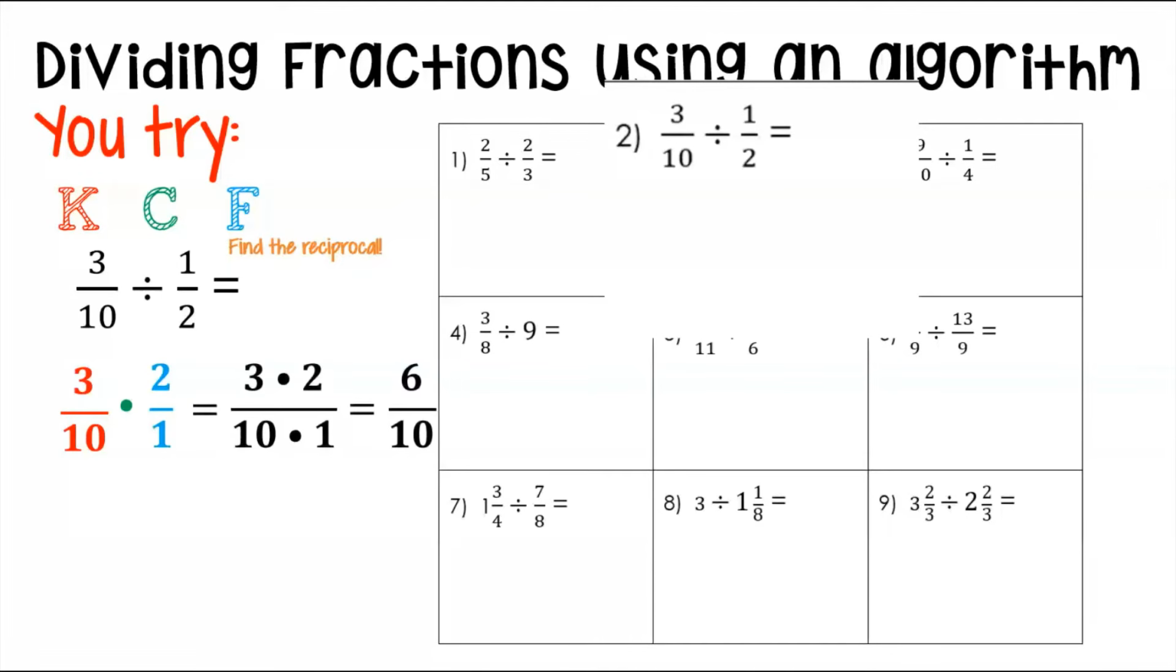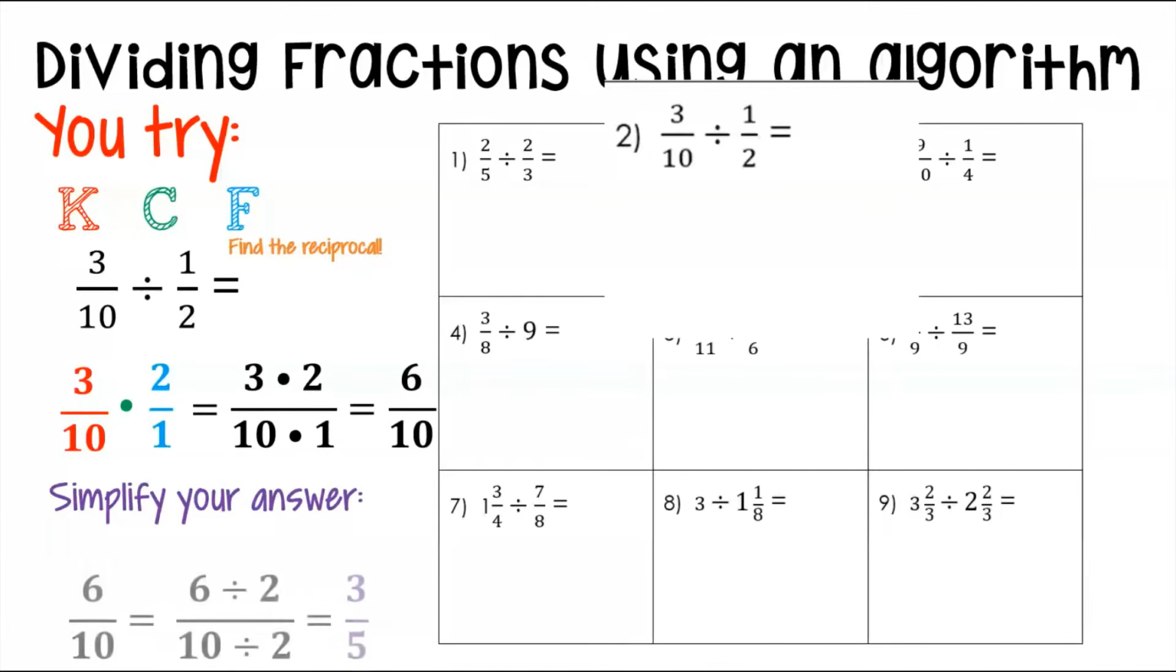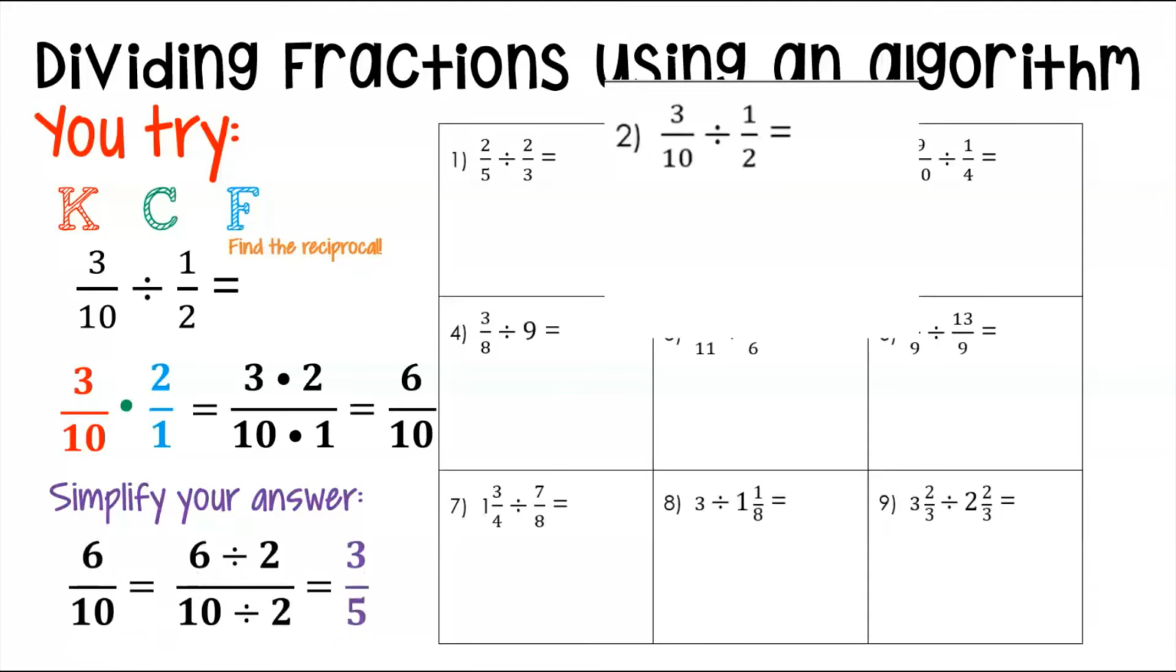Just so happens the same answer as the first problem. Remember to simplify your answer. So here we're going to take the 6/10, divide it by the common factor of 2 on the top and the bottom, and my final answer will be 3/5.